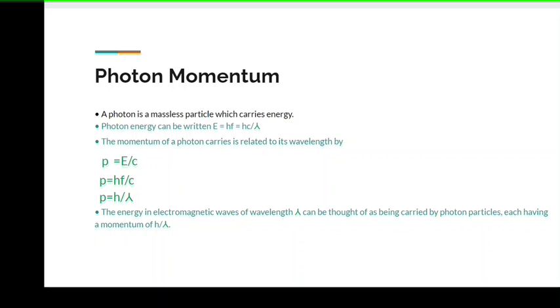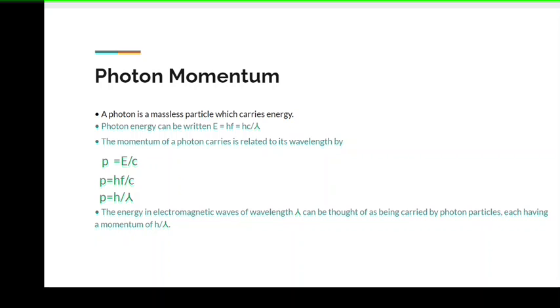A photon is a massless particle which carries energy. So we can write the photon energy E is equal to hf. Since we know f is equal to c by lambda, we can write E is equal to hc by lambda. The momentum of the photon is related to wavelength by the equation P is equal to E by c.